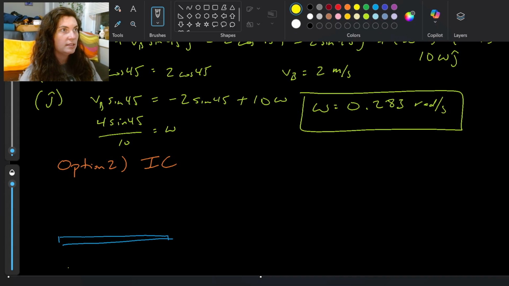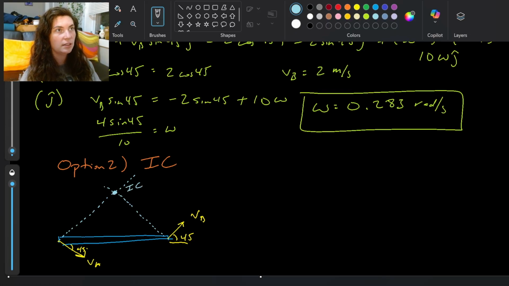We have those velocities again, so we know that VA moves at this 45-degree angle downwards. VB moves at this 45-degree angle upwards. And then we find where the lines perpendicular to those velocities intersect. So if I draw a line out perpendicular to VA, and a line out perpendicular to VB, where they intersect is that instantaneous center of zero velocity.